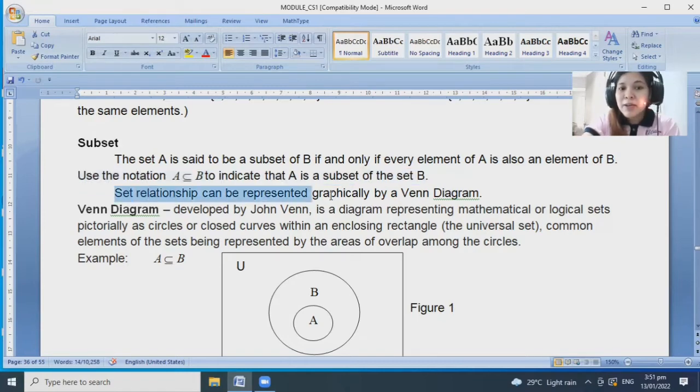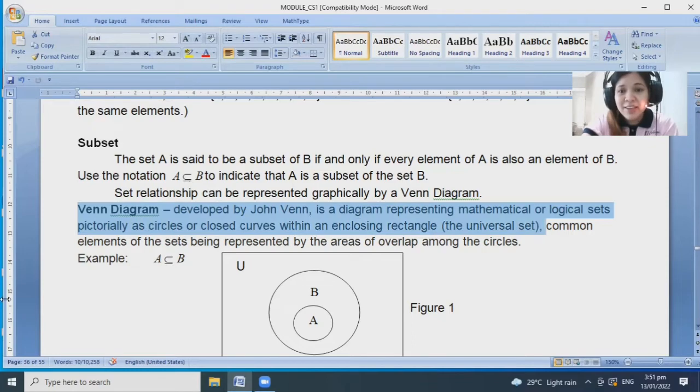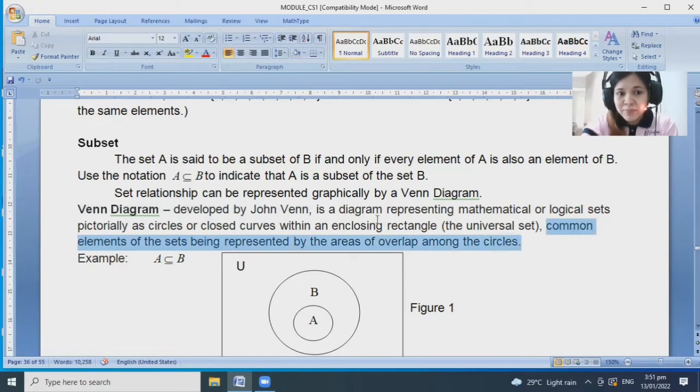Set relationship can be represented graphically by a Venn diagram. And then this Venn diagram was developed by John Venn. It's a diagram representing mathematical or logical sets pictorially as circles or closed curves within an enclosing rectangle, the universal set, common elements of the sets being represented by the areas of overlap among the circles.